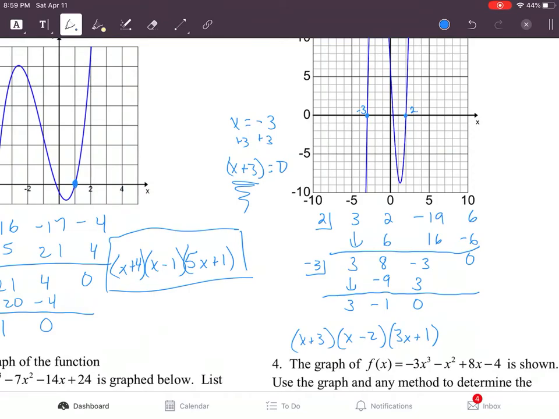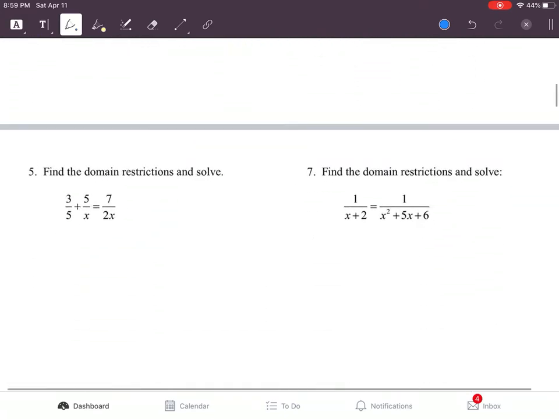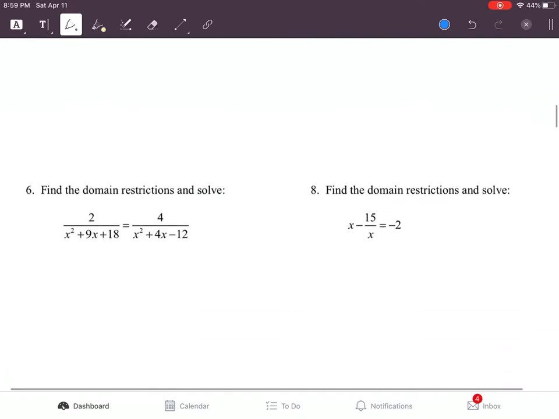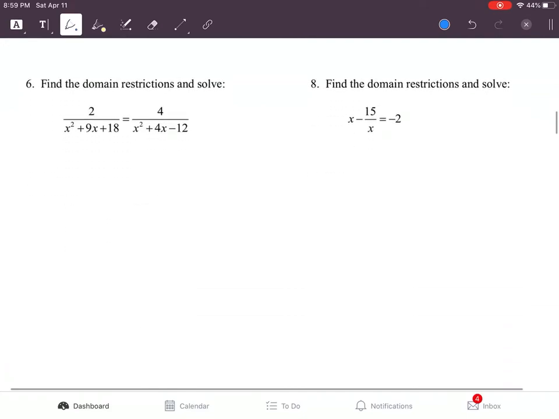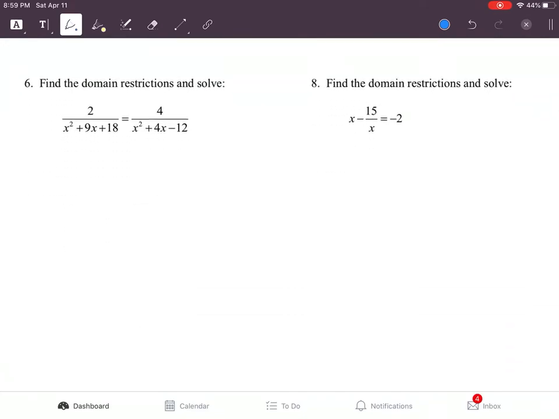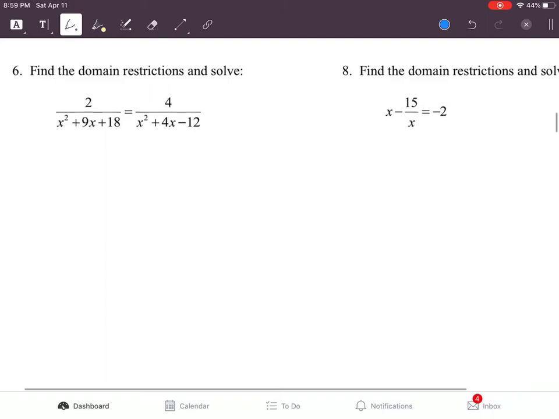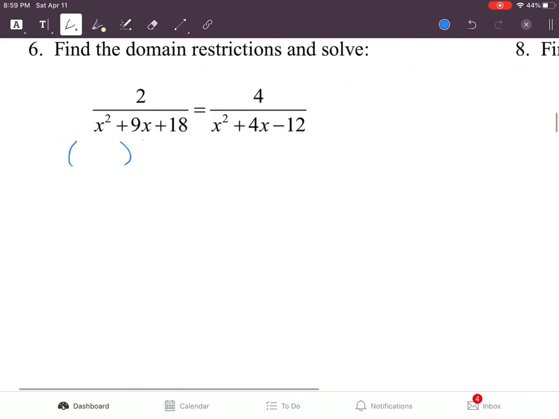Okay, all right, and the next set of 4, I'm actually going to do the last two problems. I'm going to do 6 and 7, or sorry, 6 and 8. Okay, so the first thing we have to do is factor our quadratics here. So let's do this one first.